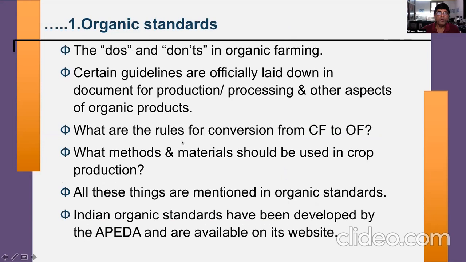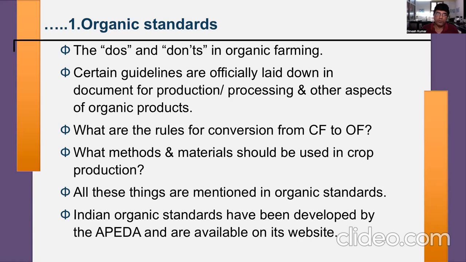Now you go to the organic standards. Just see what is organic standard. Organic standards means it is a written document. It is a written guideline which suggests what to do and what not to do in organic farming. What practices are allowed, what are not allowed, what materials or methods you can use in organic farming. It is given in writing, in a document, which is called organic standards. So certain guidelines are officially laid down in a document for production, processing, and other aspects of organic products.